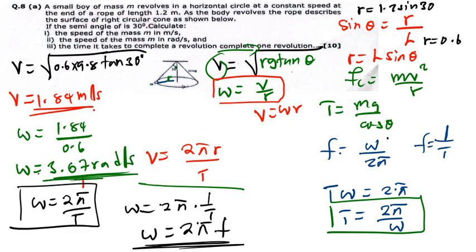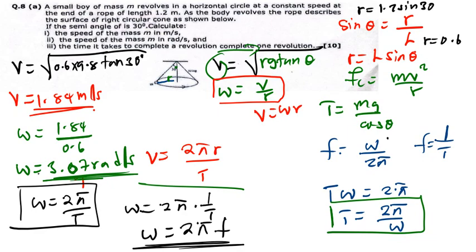Okay. Now the next question is asking for the time it takes to complete a revolution. The question was supposed to just say the time it takes to complete one revolution. The time it takes to complete one revolution is the period. Like I said, period is defined as the time it takes to complete one cycle. One cycle is one revolution. So they want us to find the period.